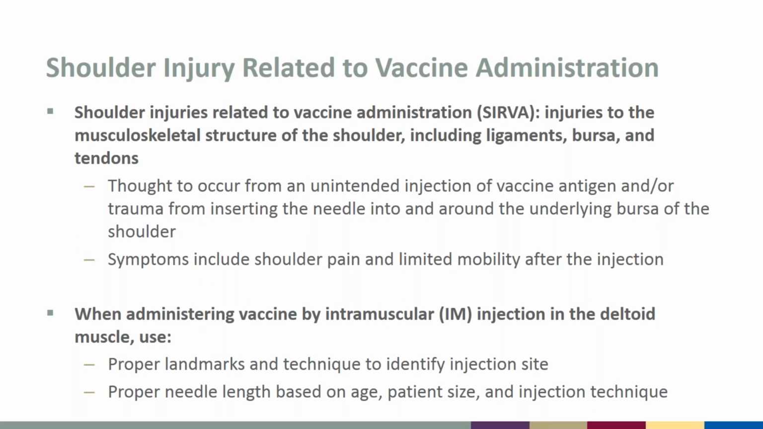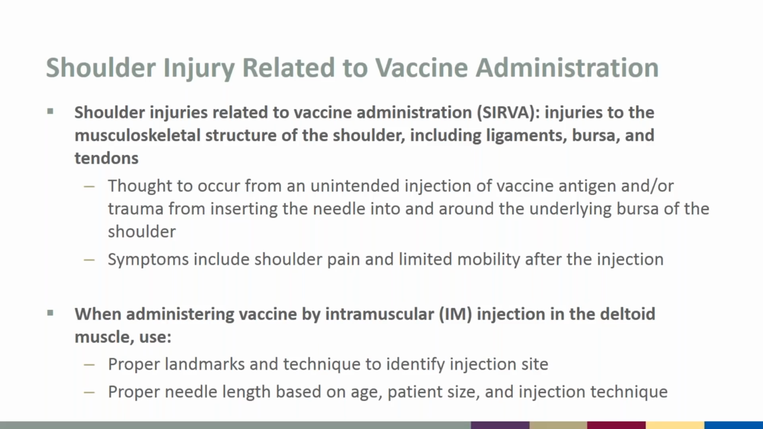It's an injury to the musculoskeletal structure of the shoulder, including the ligaments, the bursa, and the tendons. This is thought to occur from an unintended injection of vaccine antigen into the bursa of the shoulder, or from trauma resulting from inserting the needle into and around the bursa of the shoulder. The symptoms include shoulder pain and limited mobility after injection.